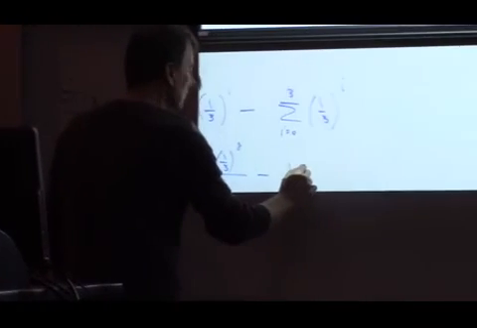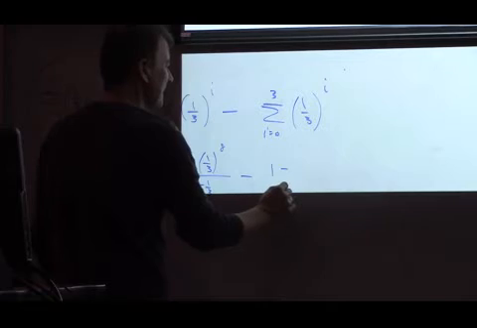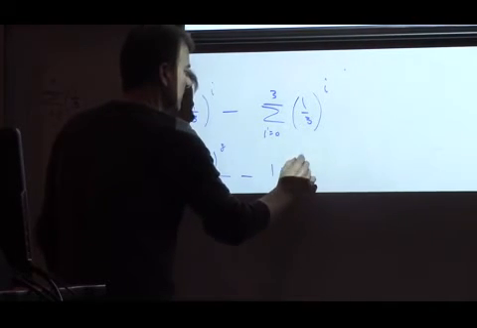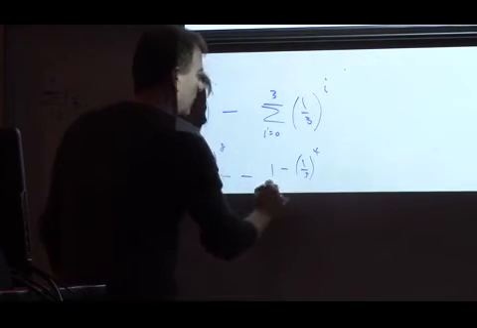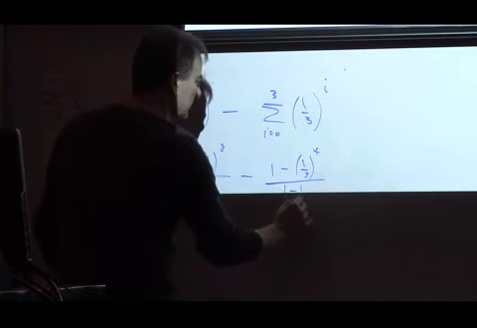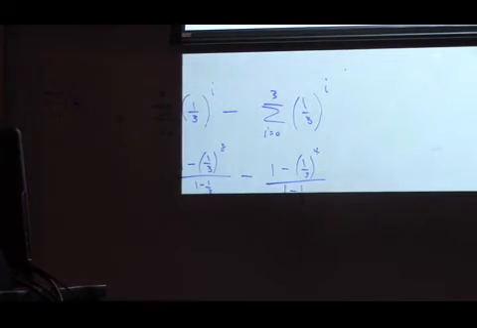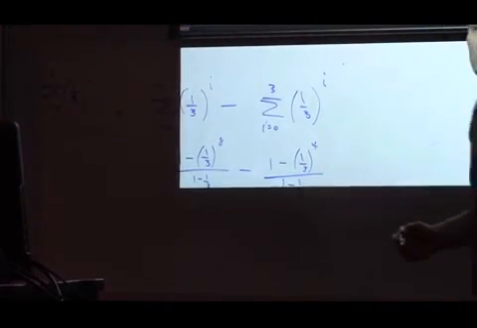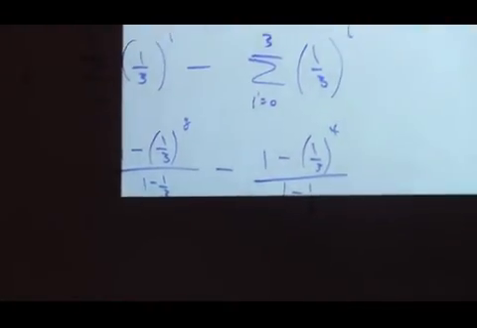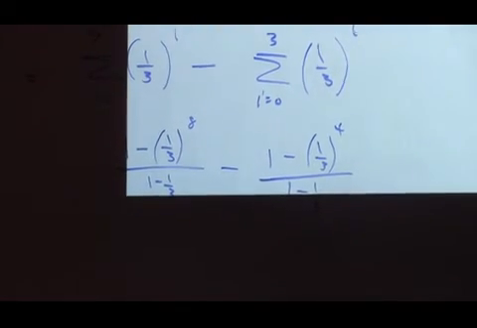1 minus 1 times 1/3 to the 4 over 1 minus 1/3. So this is 1 minus what? That's a big one. I'm not going to bother doing it. But it's doable, right? It's doable. 3 to the 8th power. Wow! That's going to be very, very small.